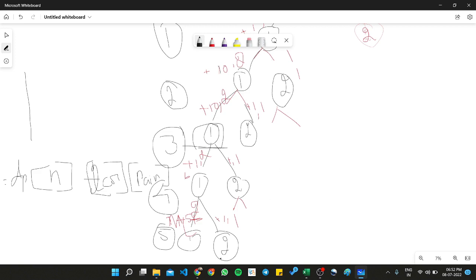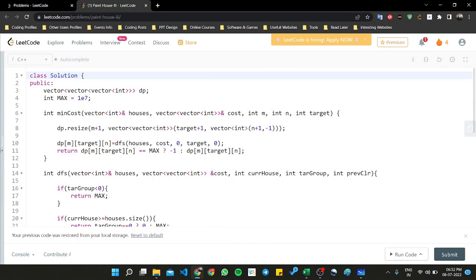Now let's look at the code part. In this code I used a 3-dimensional DP, as I already said. It's a global DP, and I declared an integer max value which is 10 power 7. If I use int max, it will overflow, so I used this max value. And I resized the DP with the dimensions. As I already said, the first is the number of houses, the second dimension is target, and the third dimension is colors. Now I call the DFS, starting from house.